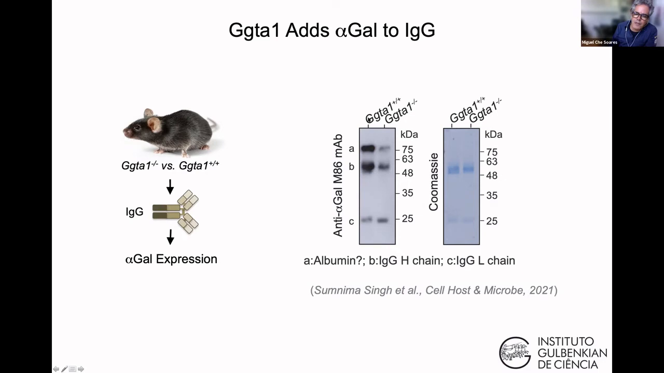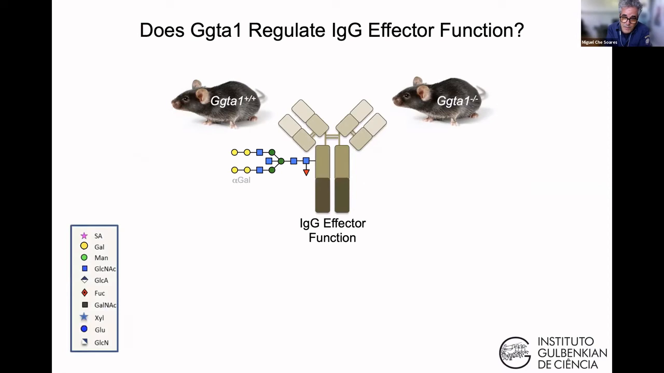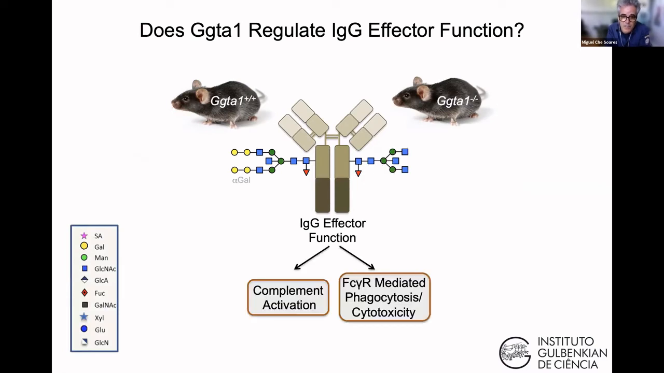So this is an anti-alpha-gal antibody that we used, and we can see both the heavy and light chain expressing alpha-gal from the wild type, but not from the knockout. And this is just to show you that the protein loading is the same. So once you express the GGTA1, indeed you express alpha-gal, and when you don't express it, indeed you lose the expression.